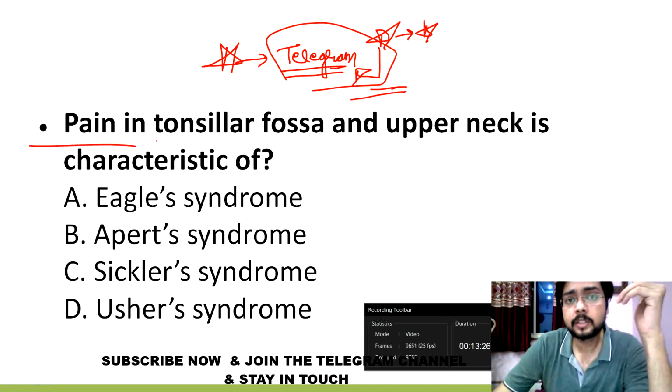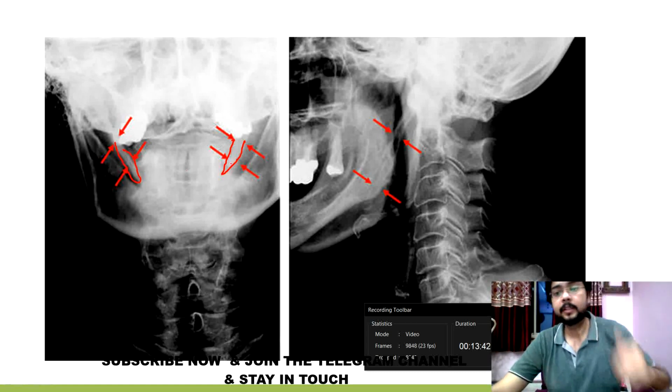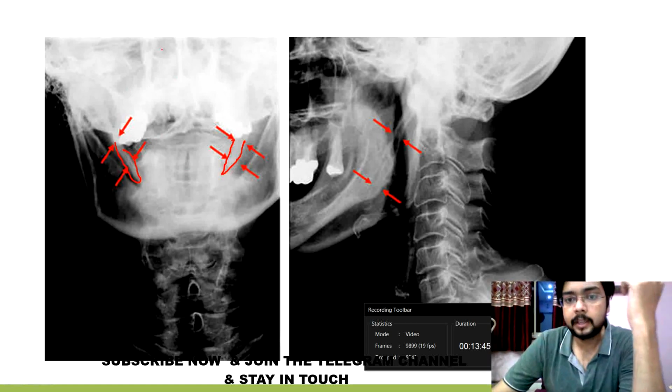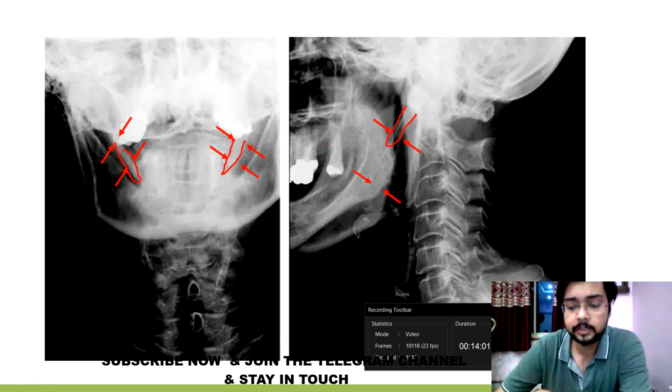Now, pain in tonsillar fossa and upper part of the neck is characteristic of? This X-ray is showing you one typical feature. Here something is elongated. So what can it be? On the lateral X-ray of the neck, you see an elongated thing present here, which is impinging on the lateral pharyngeal wall and causing pain. So what can it be? It can be the elongated styloid process or calcified stylohyoid ligament.